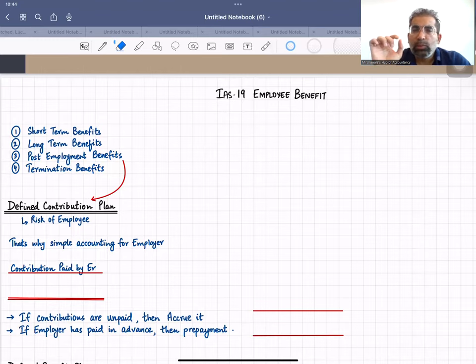Now, the last one is termination benefit. Termination benefit is the benefit which is given to an employee at the time of termination, at the time he is leaving. The famous name you might have heard is golden handshake. Sometimes we offer employees that if you leave early, you will get this much one-off payment. So basically, this is what termination benefit is. So there are four categories. Now we are starting from post-employment benefit, which is the real heart of this IAS 19, and today's whole class will be given to this, even the next class also.